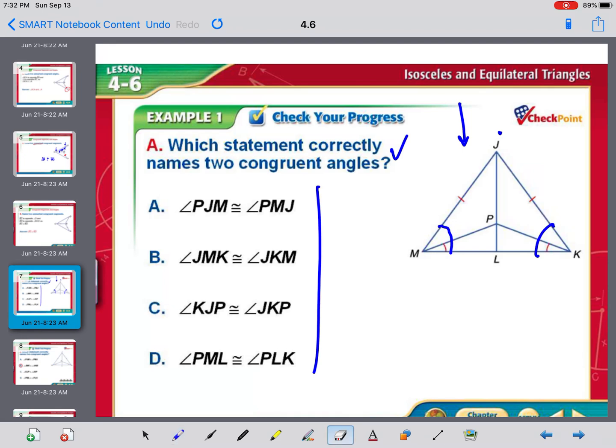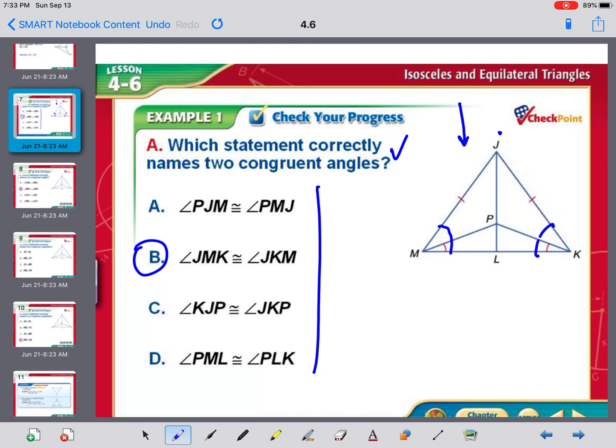Next, we have J, starting up here, JMK, which is this whole thing, and then JKM, which is this whole thing. Do we have anything that says those two are congruent? Across from it would be this one, which is marked, and across from this would be this one, which is marked. So I'm pretty sure that B is my answer. If I want to be thorough, I check the other two answers.